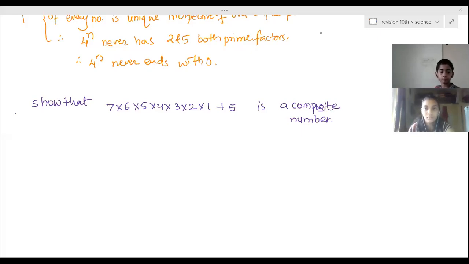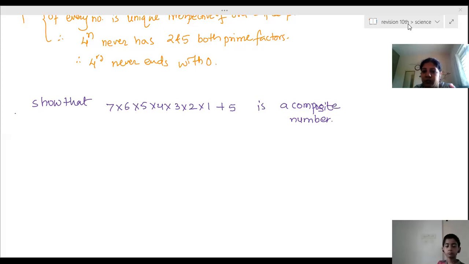Now this is the question. Now what do you mean by first composite number? Before proving this, you need to know what you mean by composite number. So what does a composite number mean? What do you mean by composite number?